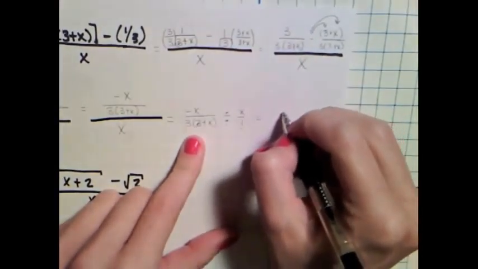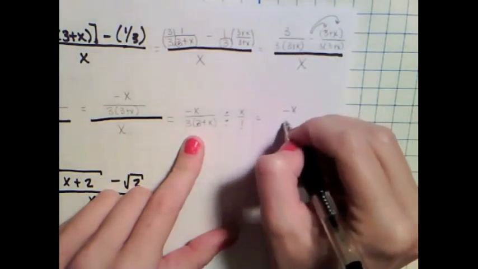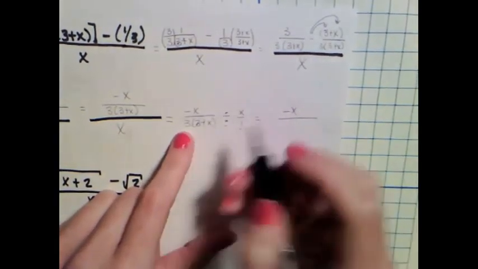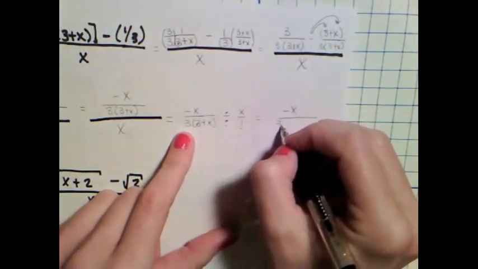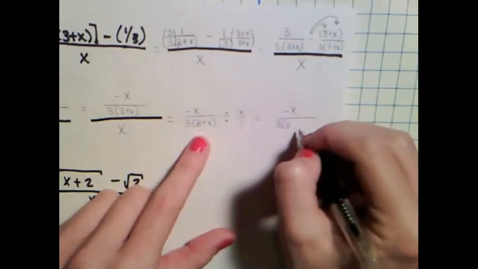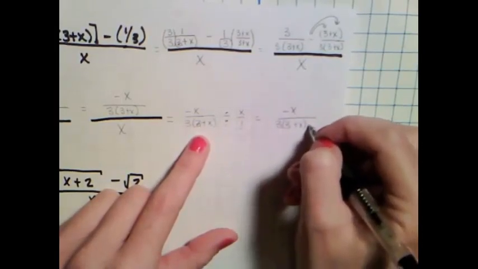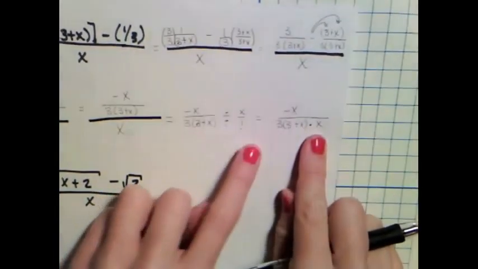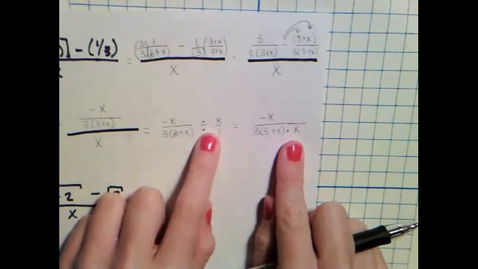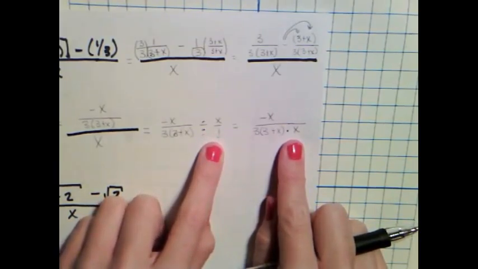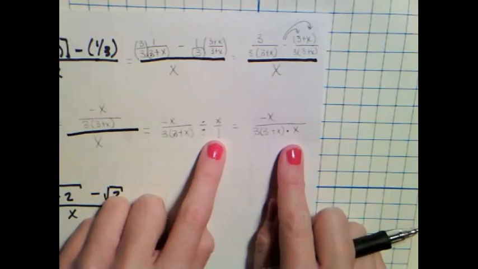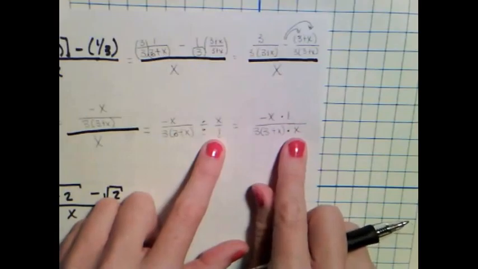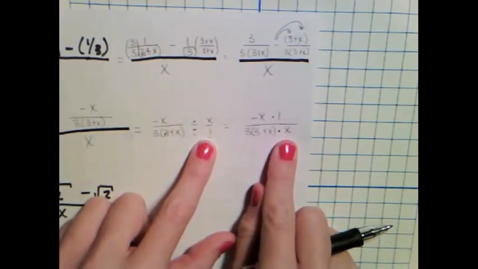So this is going to be negative x in my numerator over my denominator, 3 times 3 plus x, multiplied times x, which to get this x, I flipped this fraction to its reciprocal. So instead of x over 1, it's 1 over x. And our 1 is up here in the numerator, and there's our x. Okay.